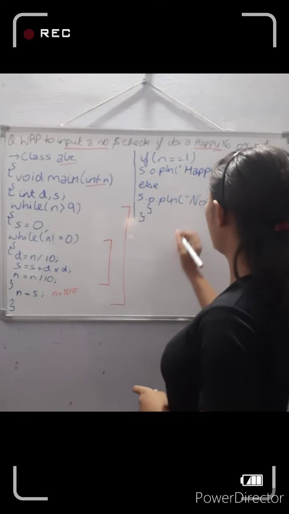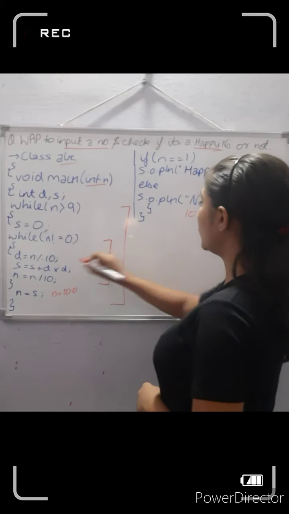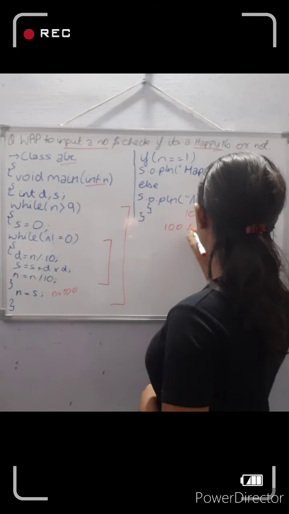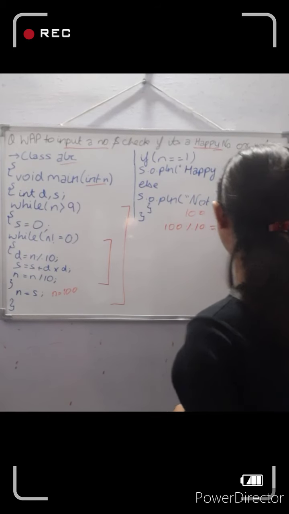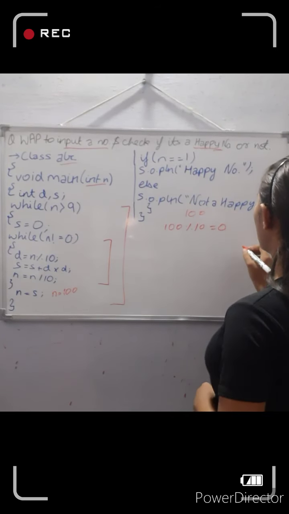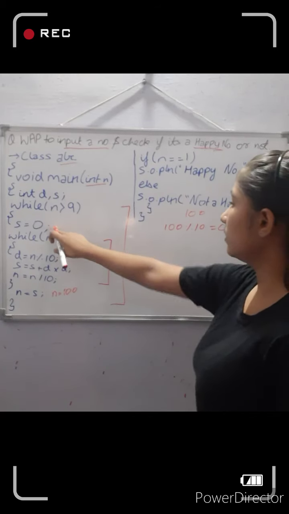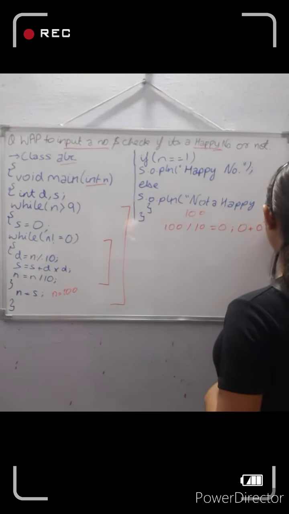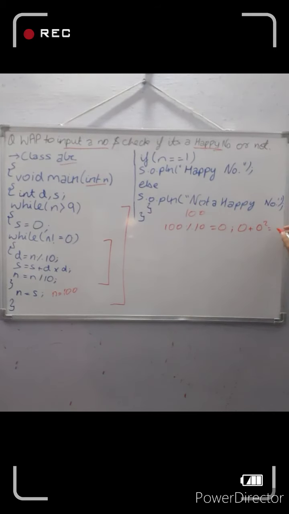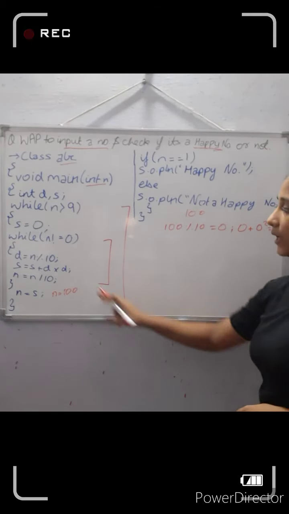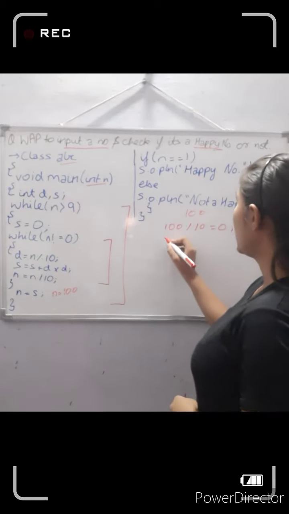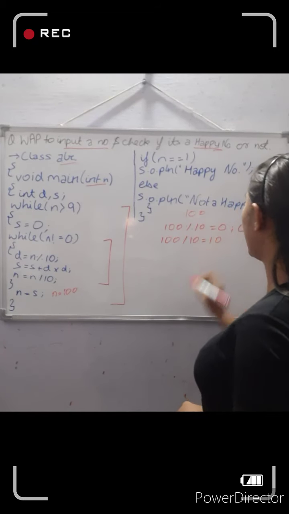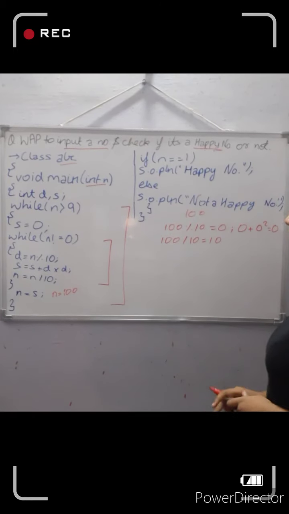So 100, d is equal to n modulus 10. So 100 modulus 10, it will give us the remainder 0. s is equal to 0 plus d into d. So 0 plus square of 0. That means 0 plus 0, it is equal to 0. Now n is equal to n divided by 10. So n was 100 divided by 10. We get the quotient 10. Okay, 10 tens are 100.